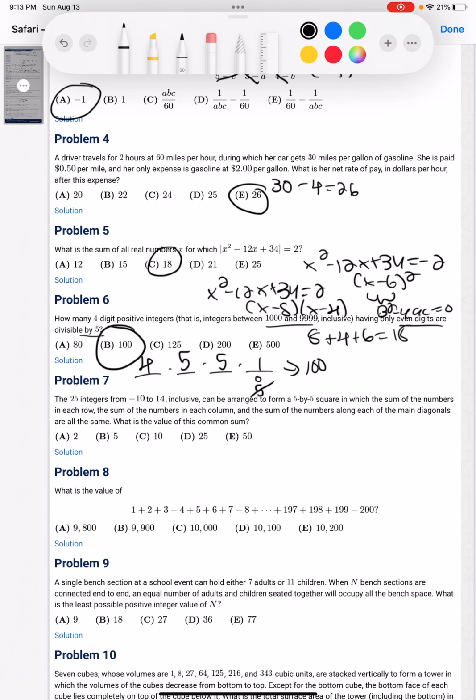25 integers from negative 10 to 14 inclusive can be arranged to form a 5 by 5 square in which the sum of the numbers in each row, the sum of the numbers in each column, and the sum of the numbers along each of the diagonals are all the same. What is the value of this common sum? We can just find the sum of these numbers. The negative terms cancel the positive terms, so we simply get 50 for this sum. And 50 divided by 5 is the common sum.